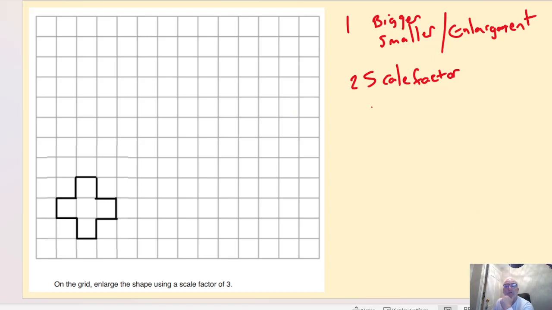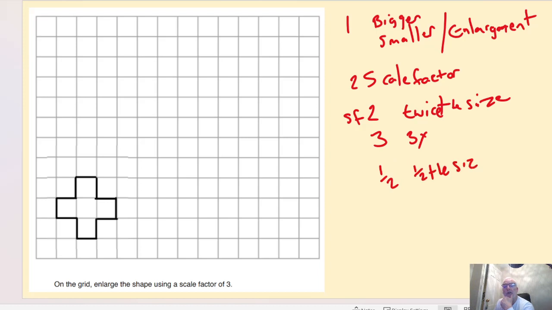So if you are doing a scale factor of 2, then that is twice the size. If it's a scale factor of 3, 3 times the size. If it's a scale factor of a half, half the size.